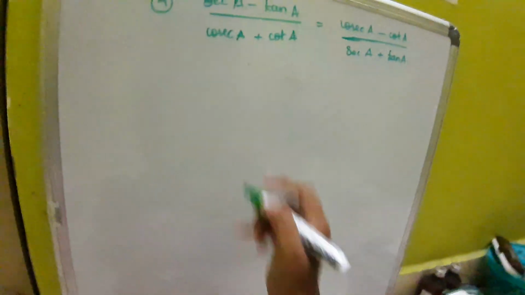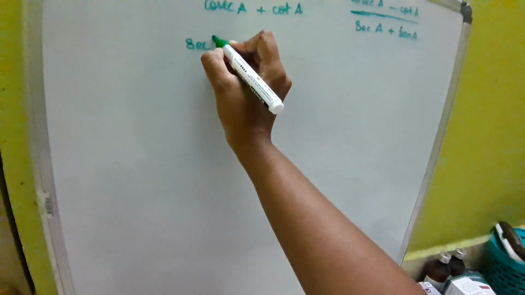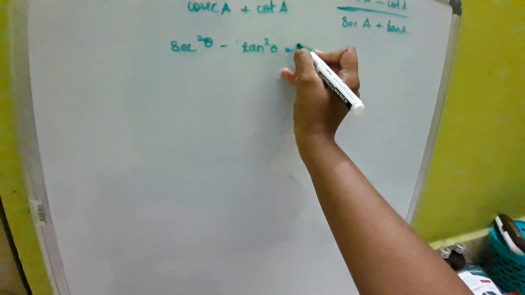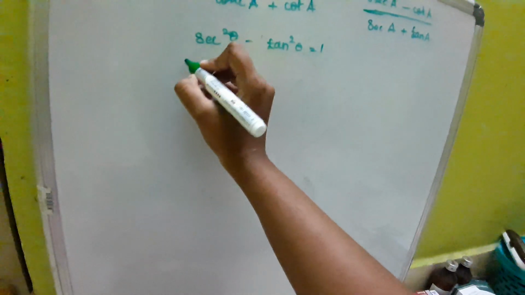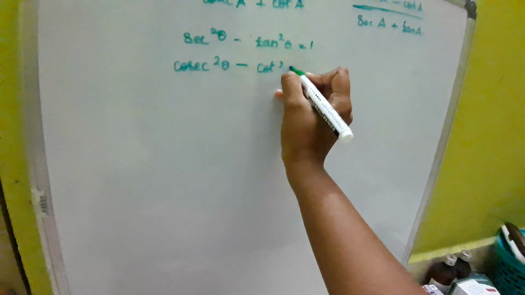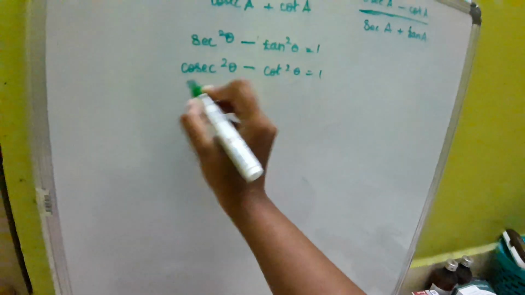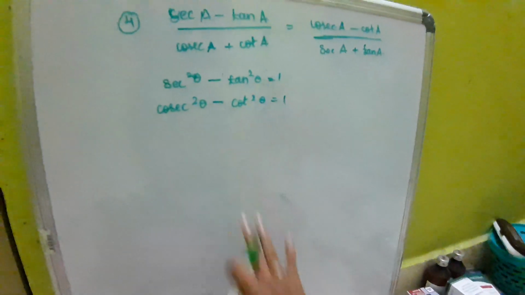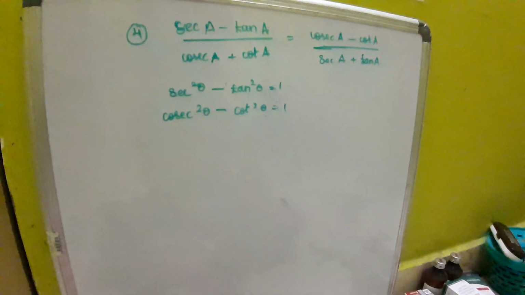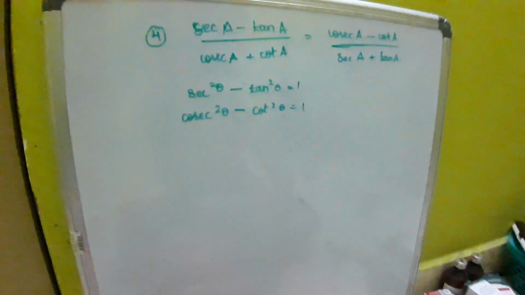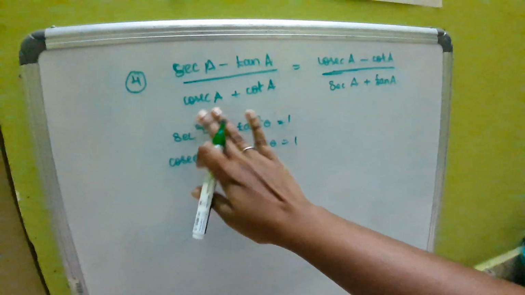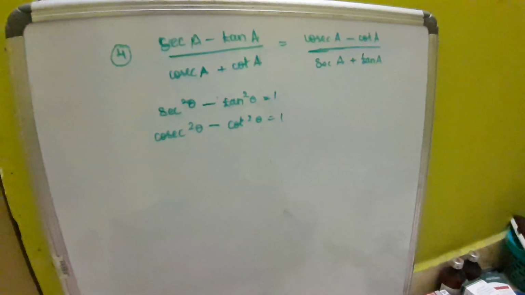We already know the formula: secant square theta minus tan square theta is equal to 1, and also cosecant square theta minus cot square theta is also equal to 1. The same way, sin square theta plus cos square theta is also equal to 1. These are the formulas whose answer is one. Now we are taking just these two because the question is similar to this, with secant, tan, cosecant, cot.